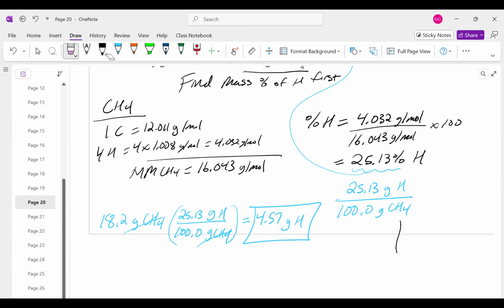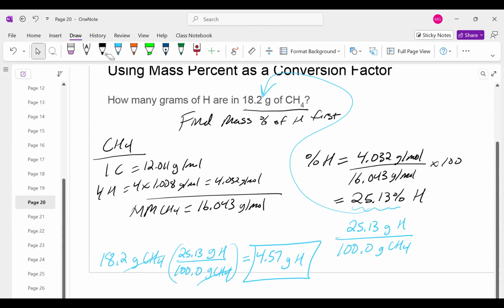All right, so again, it's very important that you know how to use these mass percentages as conversion factors. That's going to allow you to solve problems like this very easily rather than wondering where to even start. When we're talking about how much mass a particular atom makes up in a compound, we need to know the mass percent. And that will be the necessary conversion factor in order to accomplish a problem like that.